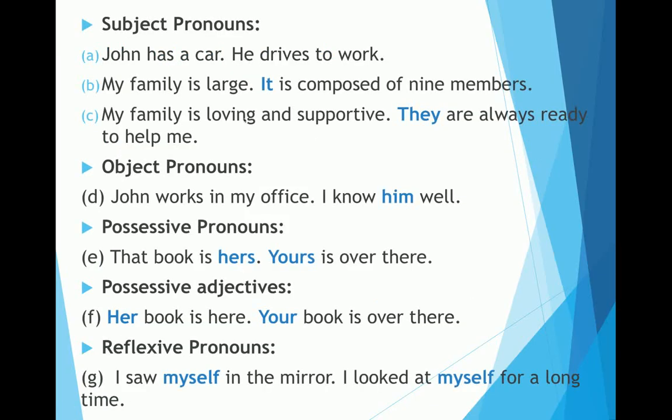Subject pronouns are used as subjects of a sentence, as in John has a car. He drives to work. He substitutes John, and he is the subject of this sentence. My family is large. It is composed of 9 members. In this case, family is what we call the collective noun. When a collective noun refers to a single impersonal unit, a singular gender-neutral pronoun, it or its, is used, as in this example. That's why I say my family is large. It is composed of 9 members.